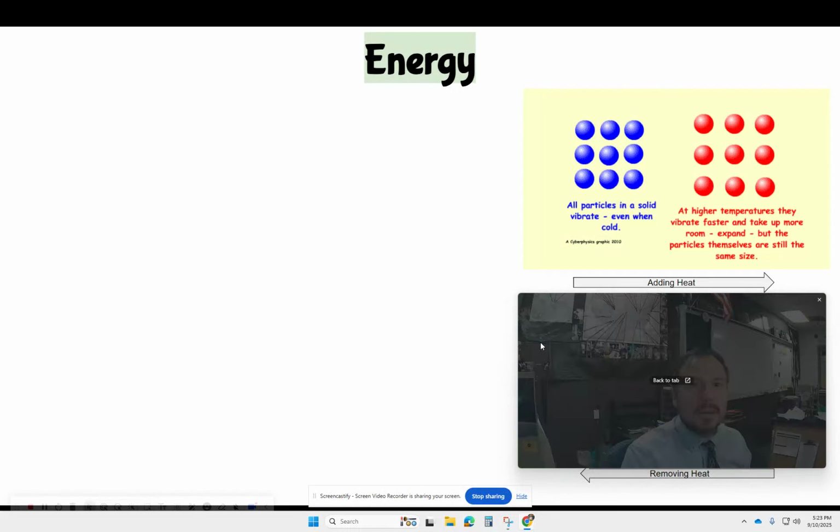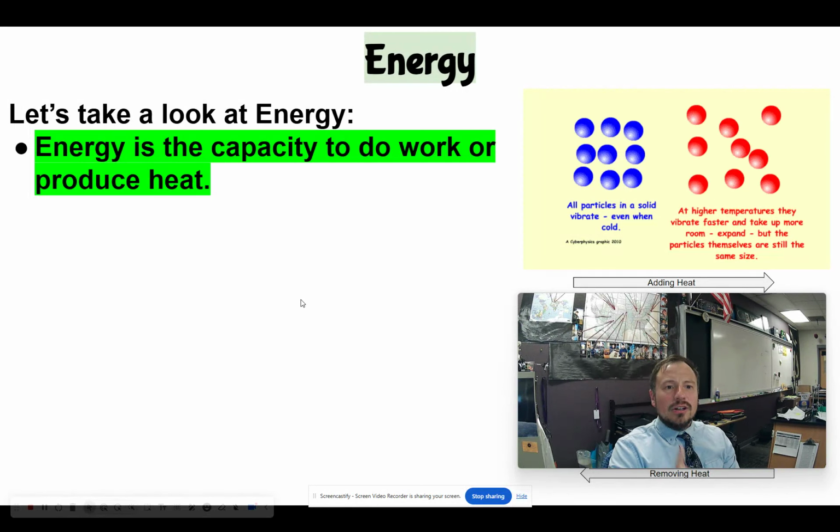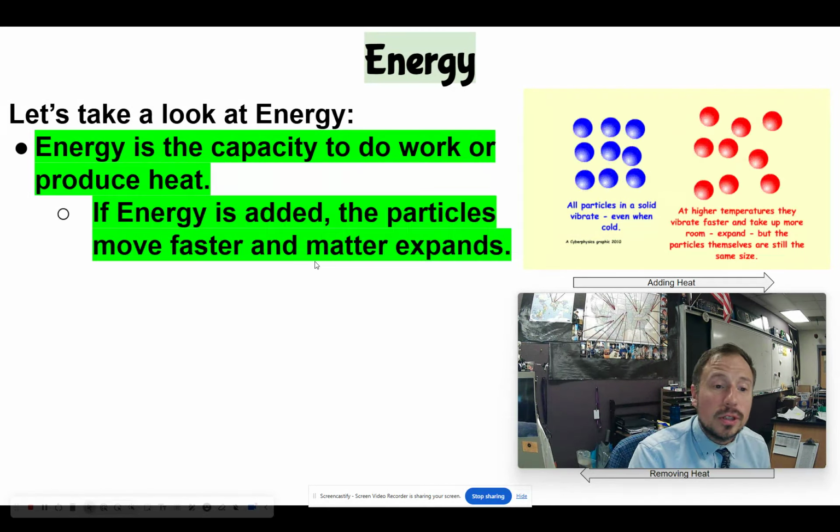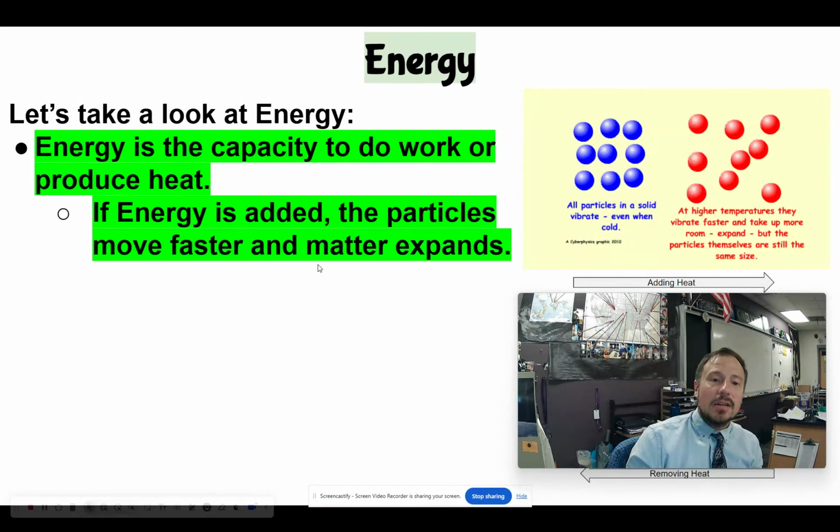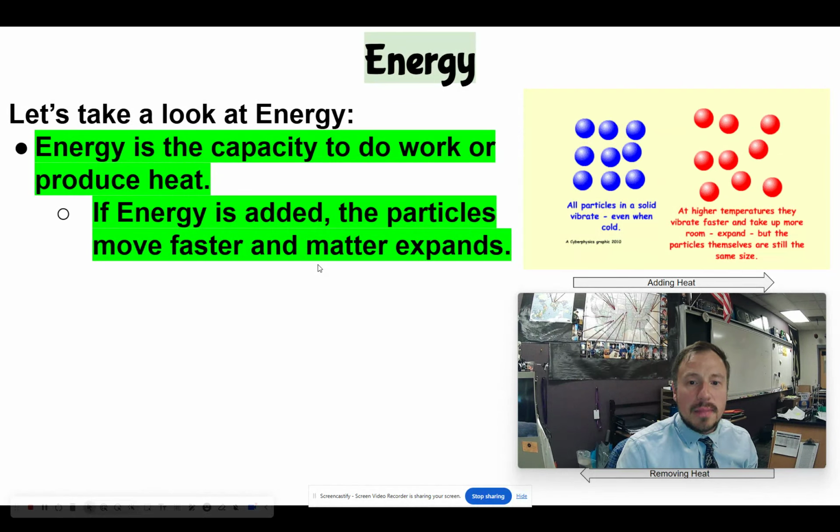So I already talked a little bit about energy here, right? Energy is the capacity to do work or produce heat. So if energy is added, the particles move faster and matter expands.